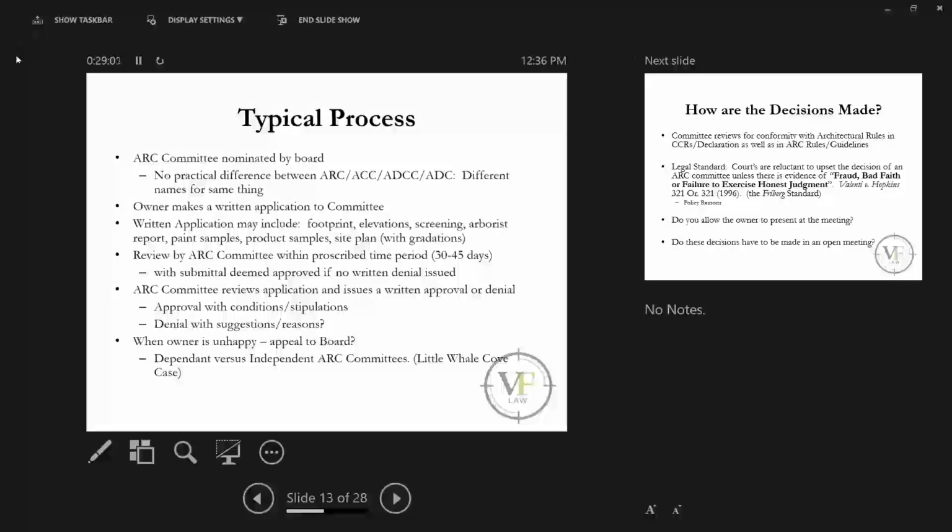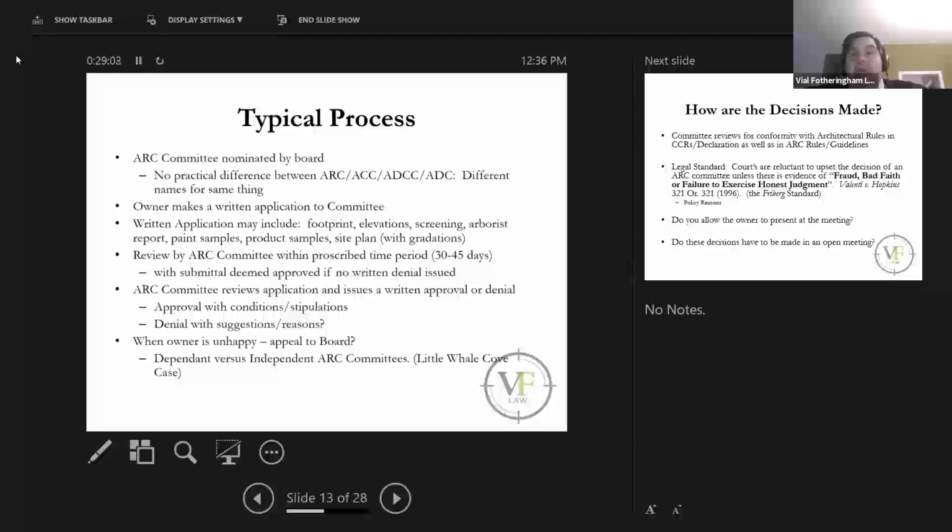Most of the time in your documents, ARC committee meetings are not required to be open to the homeowners. Now, we're not going to debate whether that's good or bad today. That's a policy issue. But the fact of the matter is, most of the time, your committee meetings are not required to be open to homeowners.